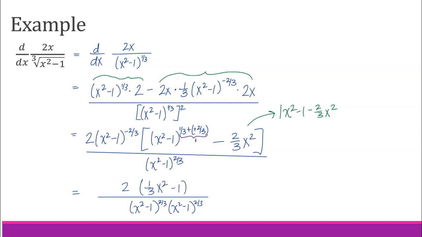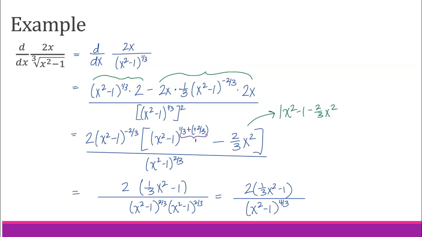All right, so what we could do from here, on the bottom, since these have the same base, I can add these exponents together. I also could have just done that right away if I wanted, made this x squared minus 1 to the 4/3. And then up here, I have this 2 times 1/3 x squared minus 1.